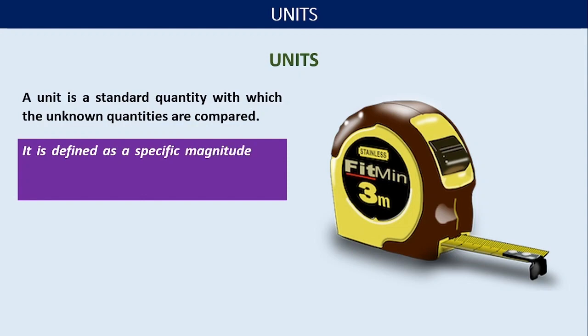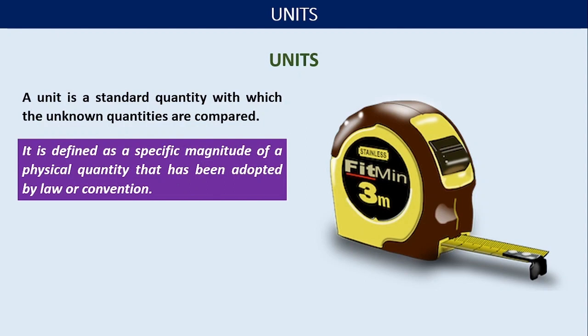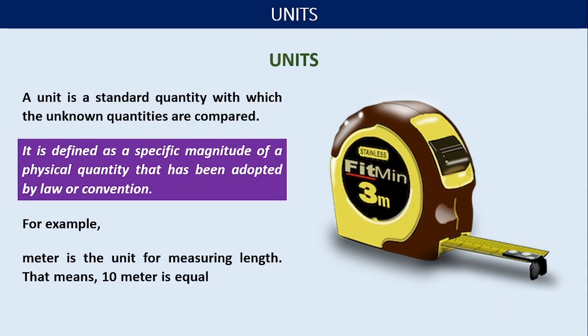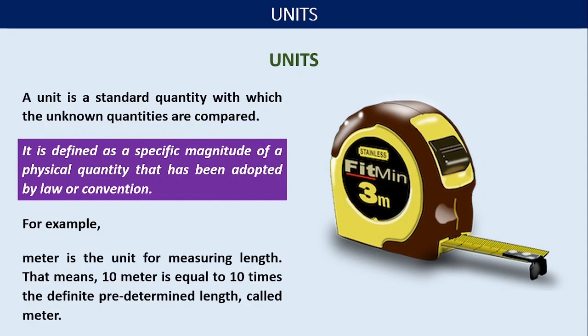It is defined as a specific magnitude of a physical quantity that has been adopted by law or convention. For example, meter is the unit for measuring length. That means 10 meter is equal to 10 times the definite predetermined length called meter. Here you have a tape with 3 meter. So here the length of this 3 meter tape is 3 times of 1 meter.